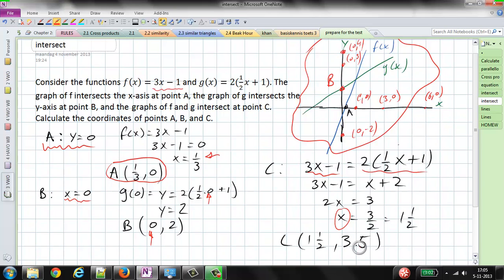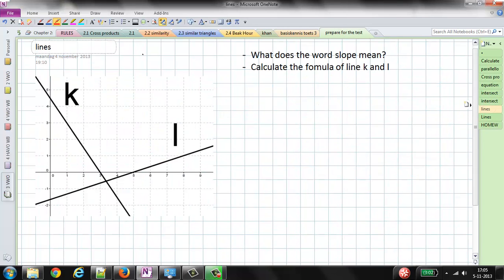1.75 times 2 is also 3.5. So you could have put it in the other formula as well. Right. Third, I've got lines. What does the slope mean? Well, y equals ax plus b. This a is the slope. Yeah. So it says calculate the formula k and l.